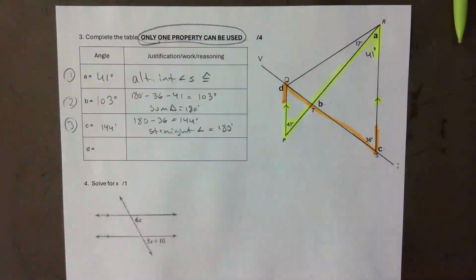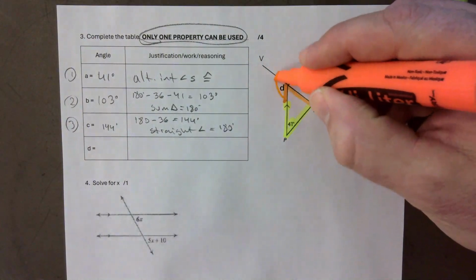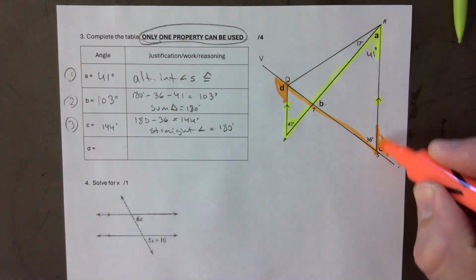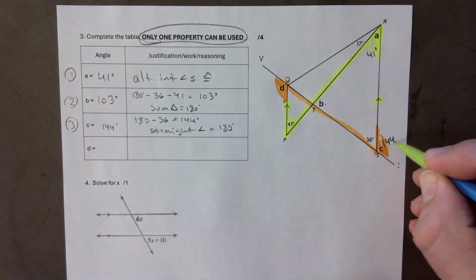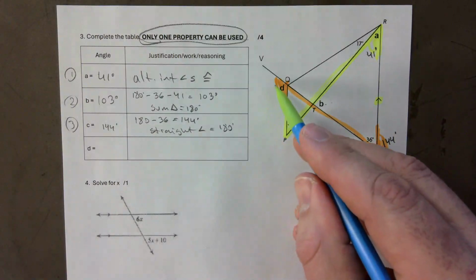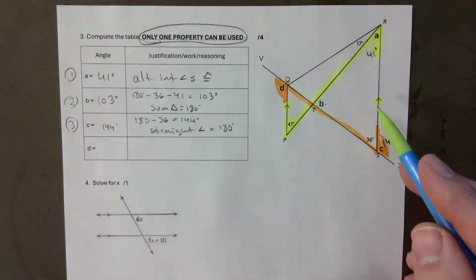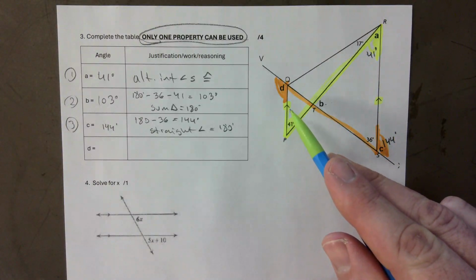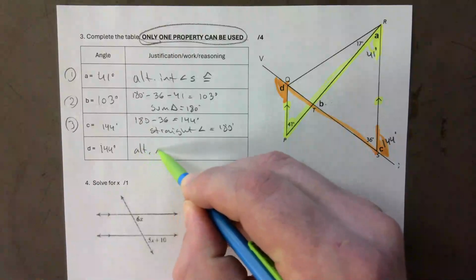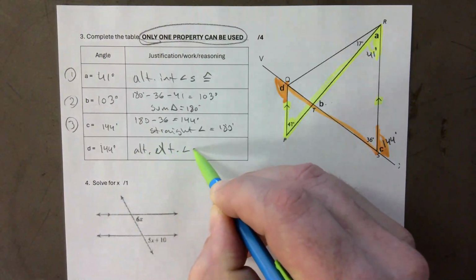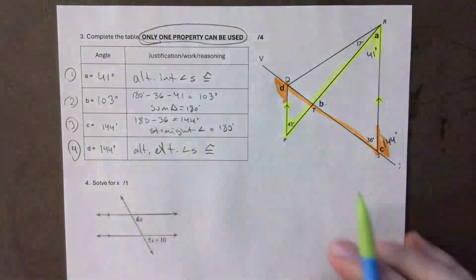Oh wait, that doesn't work, does it? I think yes, it does. Now I see it. Sorry, at first, this one here and this one here, right? They're alternate exterior. So if you knew that this is 144, you can actually use it right there, both on the outside of the parallel lines, on the opposite side of the transversal, right? So 144, alternate exterior angles are congruent. So that's number 4. Yes?